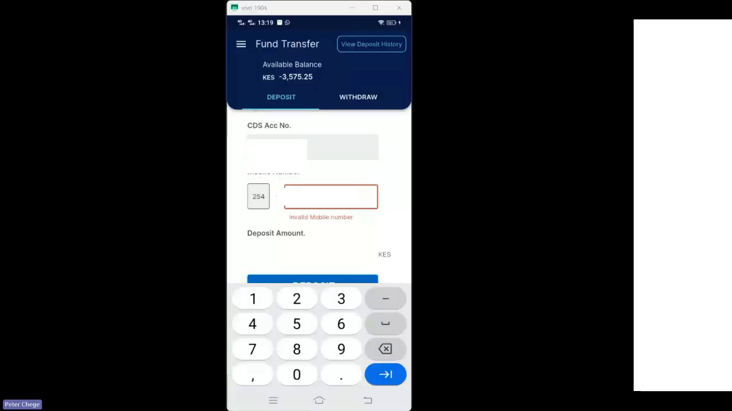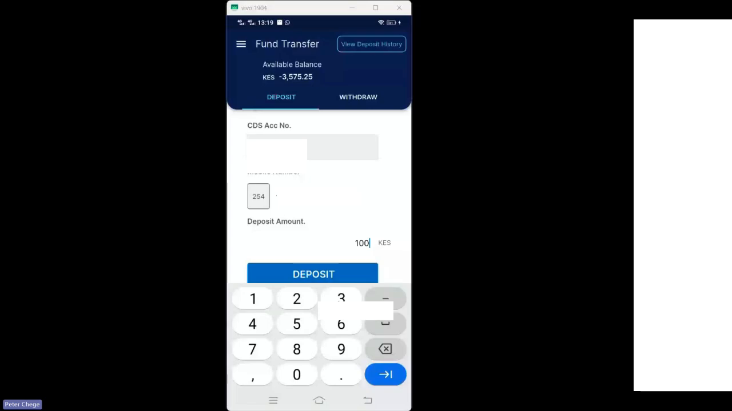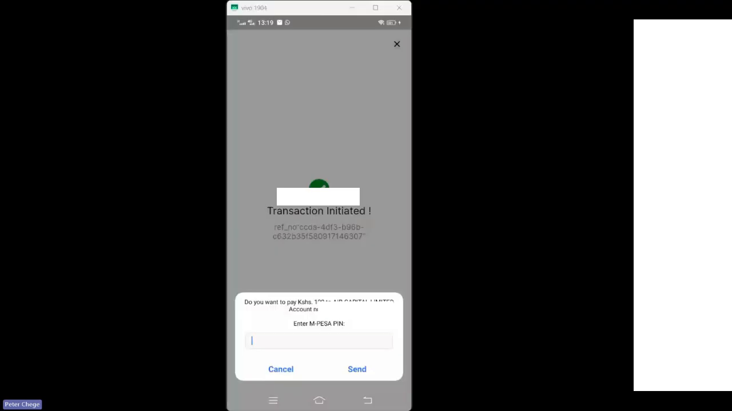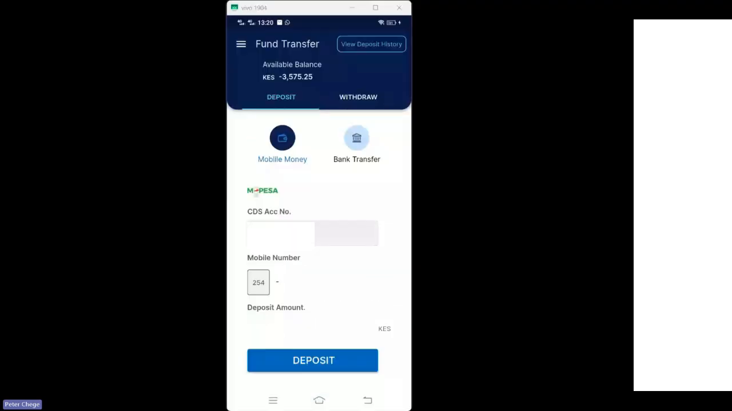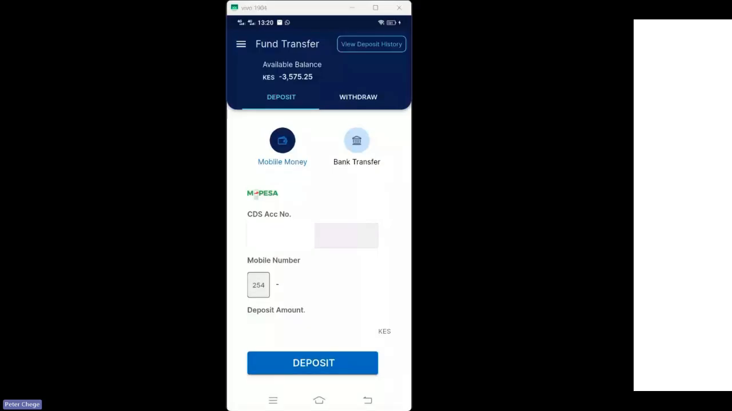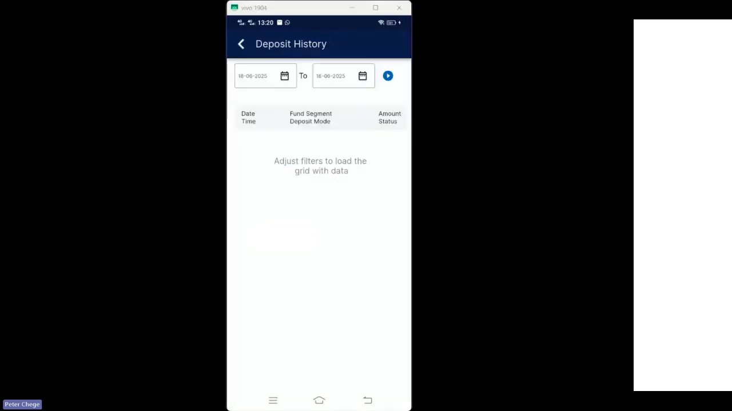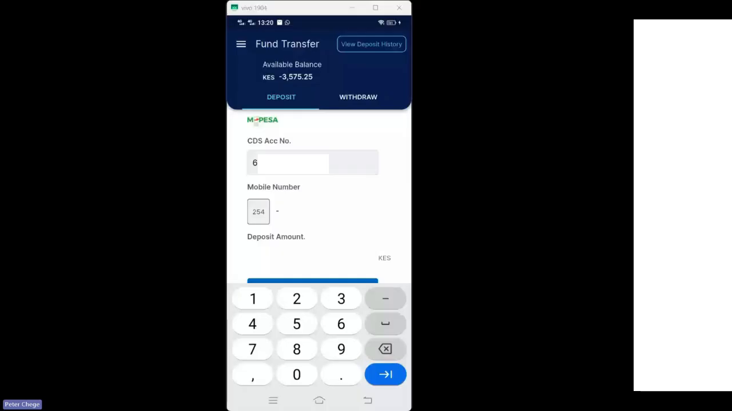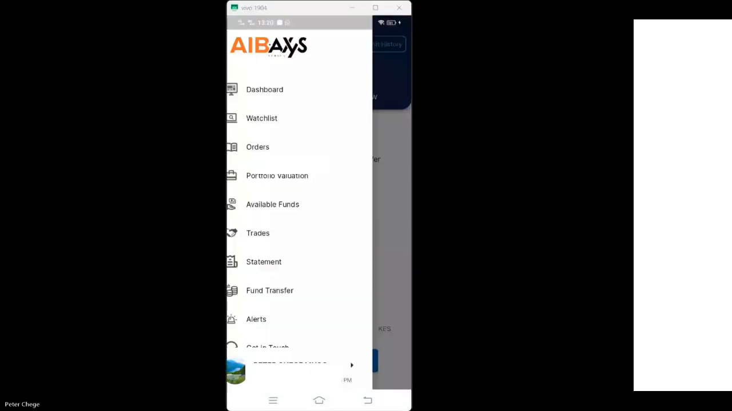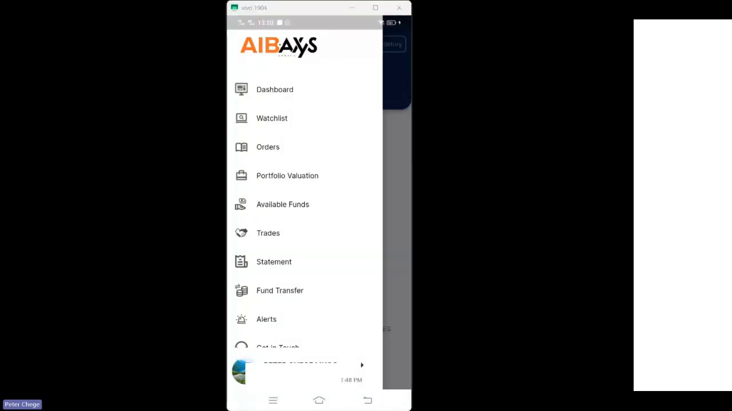So make sure the number is valid without the zeros. Then here, I just need 100, then deposit. So you wait for that to be initiated, and the next thing you get is that. I would put my M-Pesa PIN, but I don't want to deposit right now. So once you deposit, you can go to view deposit history. You see everything you have deposited. And your available balance now will increase. Let me go to dashboard. If I go to funds, now my cash balance should change.